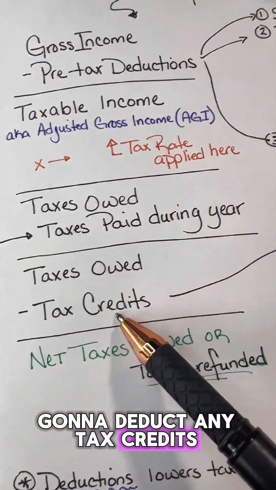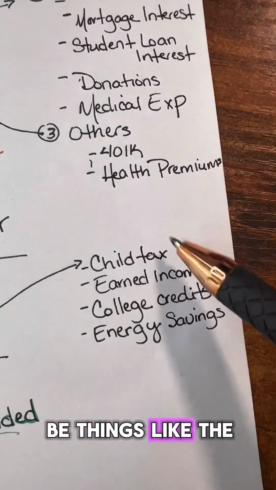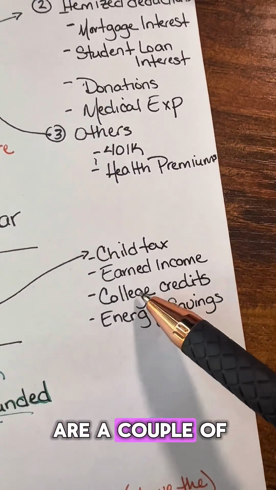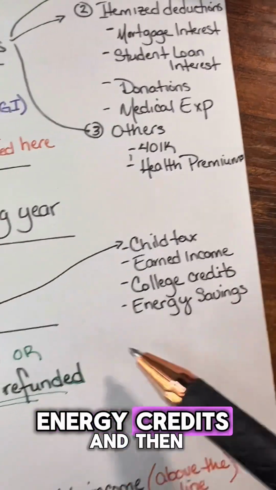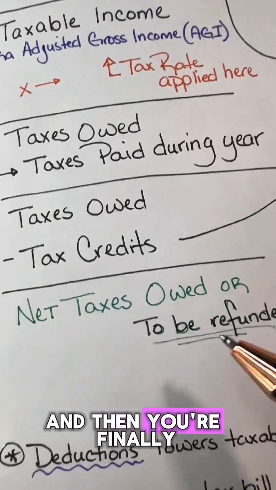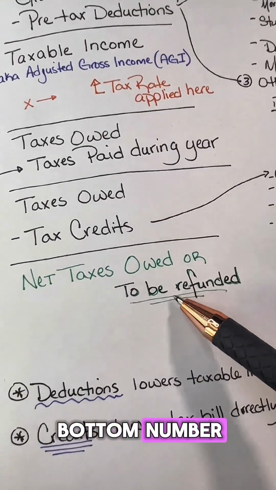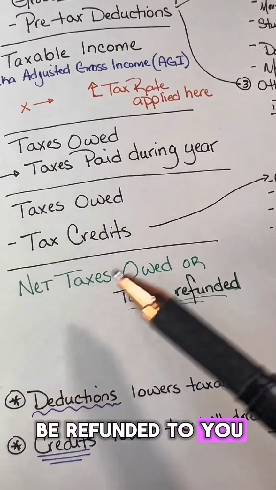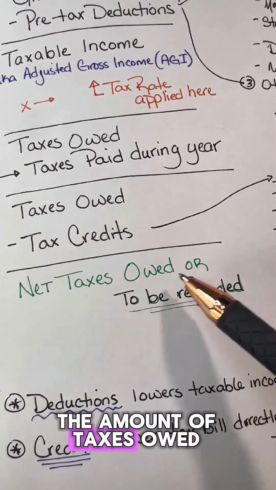So you have that amount here, and then the very last step is you're going to deduct any tax credits, and tax credits can be things like the child tax credit, earned income credit. There are a couple of college credits, energy credits, and so on and so forth. So you're going to subtract those here, and then you're finally going to arrive at your bottom number, which is hopefully the amount of taxes to be refunded to you, or it could be the amount of taxes owed.